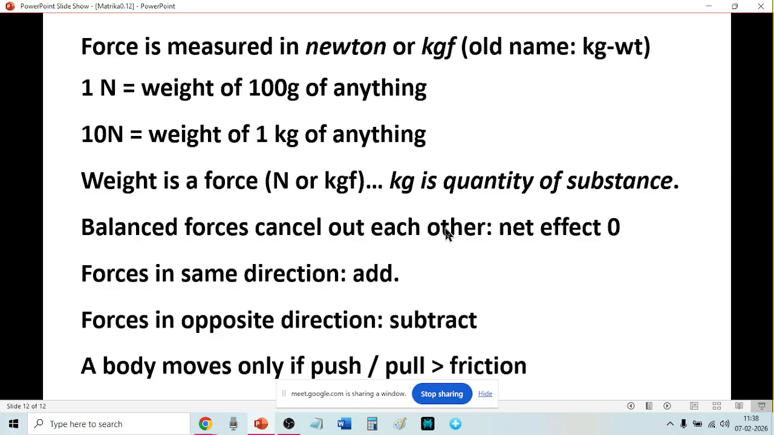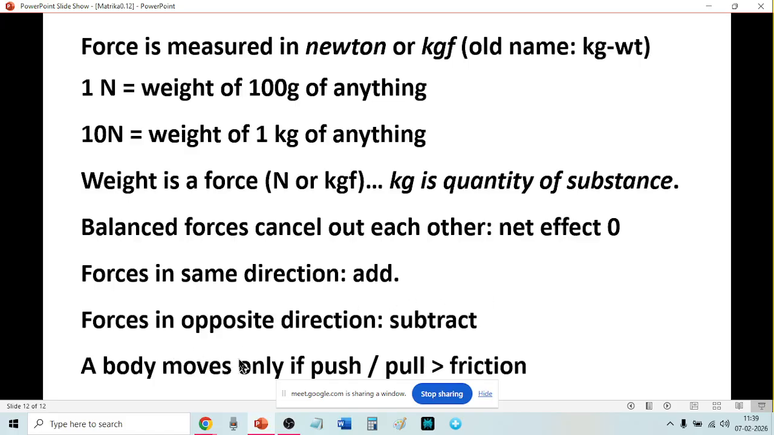Balanced forces cancel out each other, means total effect 0. Balanced forces means equal and opposite. They cancel out each other, total 0, effect 0. Forces in the same direction, add them: 10 newtons and 20 newtons, add 10 plus 20. Forces in opposite direction, subtract: 20 newtons and 15 newtons, 20 minus 15 equals 5.